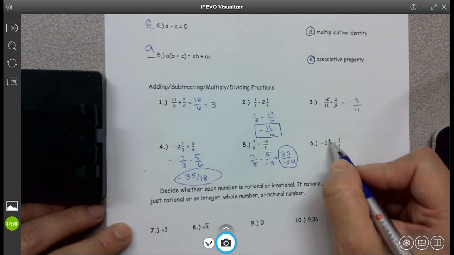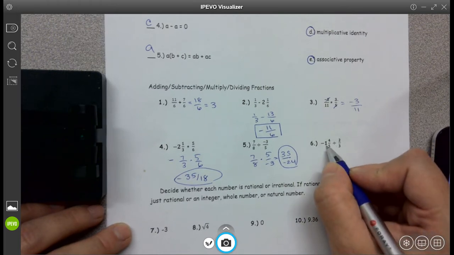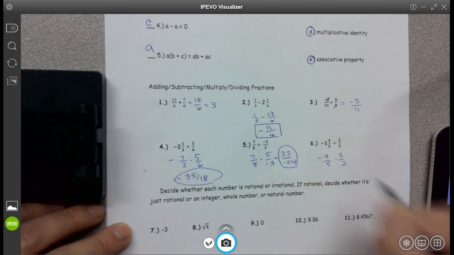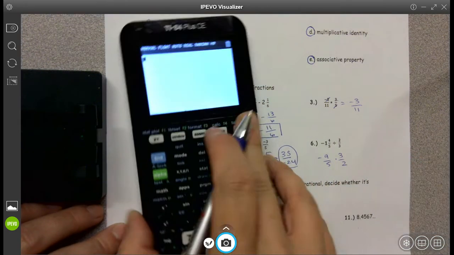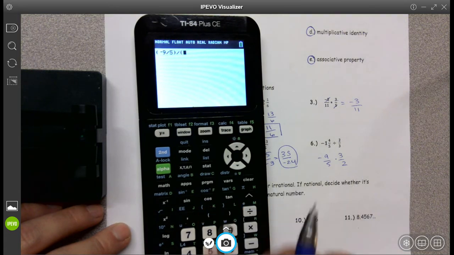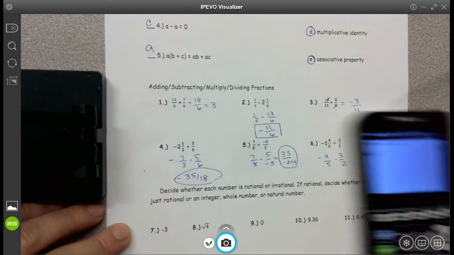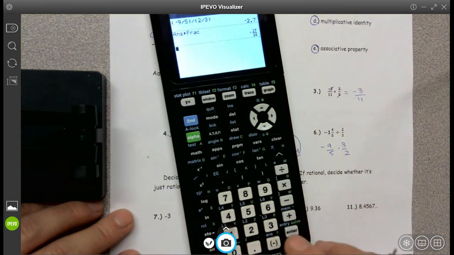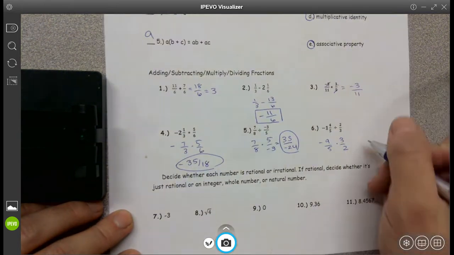Here, 5 times 1 is 5 times 4, 5 times 1 is 5 plus 4 is 9/5. We're going to multiply by the reciprocal. Or you could have just done it in your calculator. Make sure you hit negative and not minus. Negative 9 divided by 5 divided by quantity 2 divided by 3. You can do it that way too. Okay. Negative 2.7, I want it as a fraction. Negative 27 over 10.